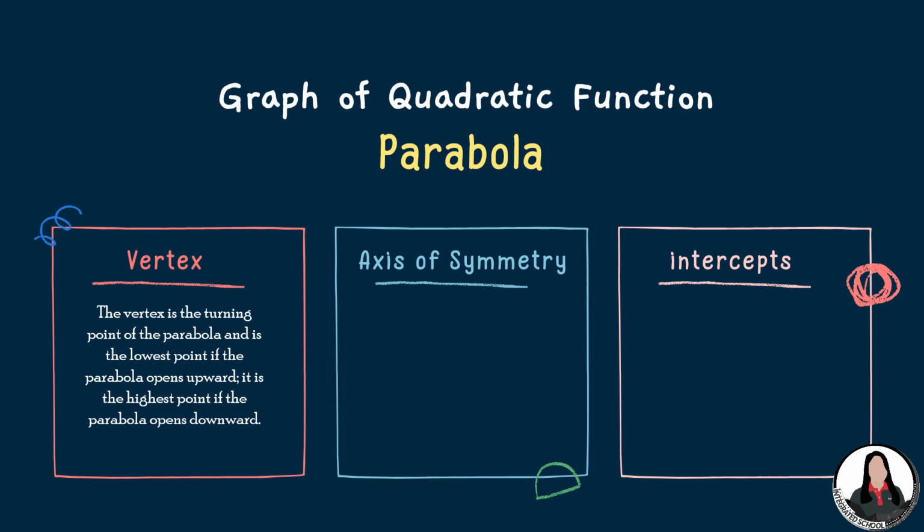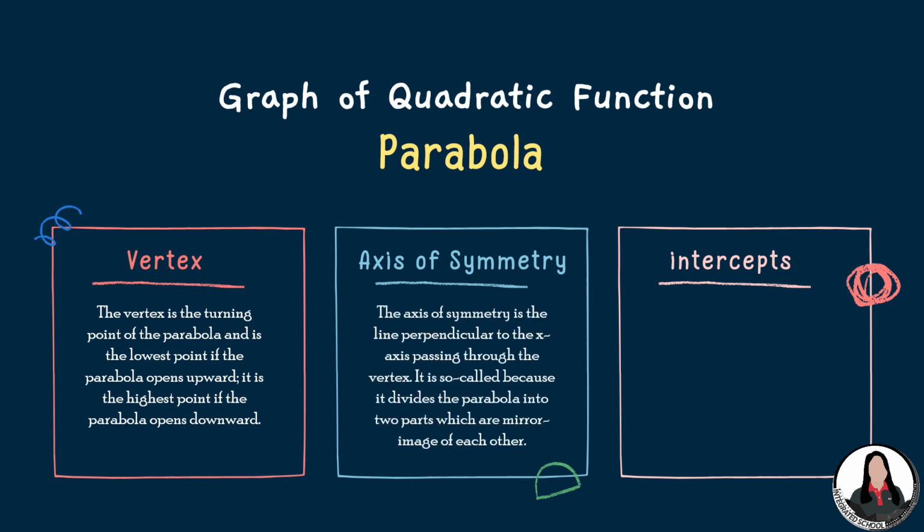Always remember that each parabola contains a distinct vertex. Isa lang ang vertex ng isang parabola. Okay, and then the axis of symmetry is the line perpendicular to the x-axis passing through the vertex.